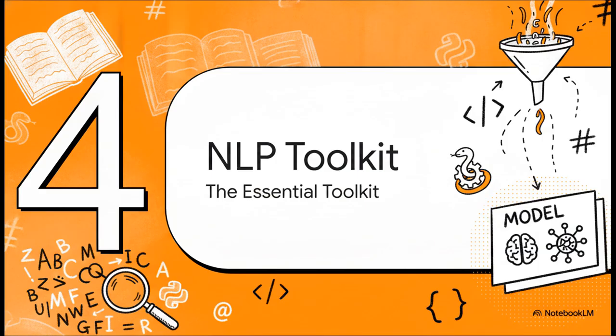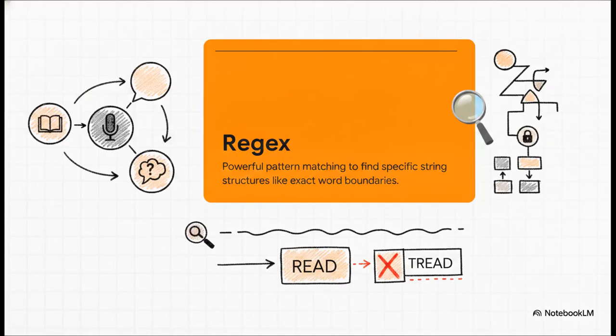This is the Python code we use to prepare and clean text before it ever hits those big models. First up is regex, short for regular expressions. This is powerful pattern matching used to find specific string structures. Regex is absolutely vital when we need complete precision, like making sure a word search for the standalone word read doesn't falsely trigger just because it found those same 4 letters hiding inside the word tread.